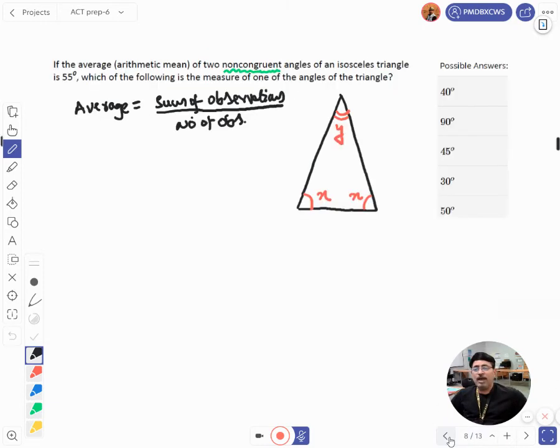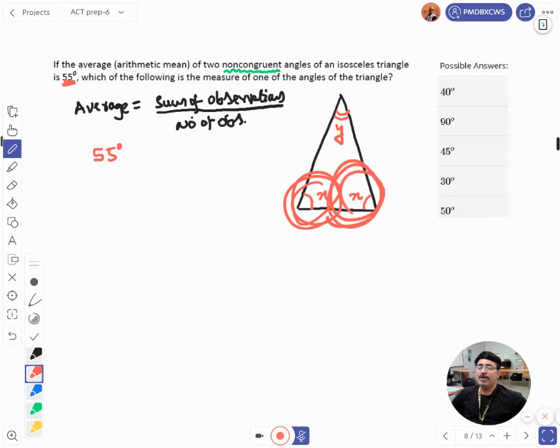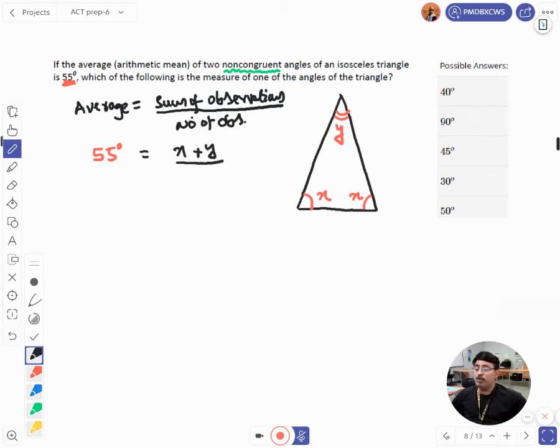Now, going back to the previous one, I see that the average is given as 55 degrees. And for the average of non-congruent angles, I see that y and x are non-congruent, which means they are different values. Whereas here x and x are congruent angles, which means the same measurement. So non-congruent means I have to take one x and one y, then division by 2, since there are two elements.